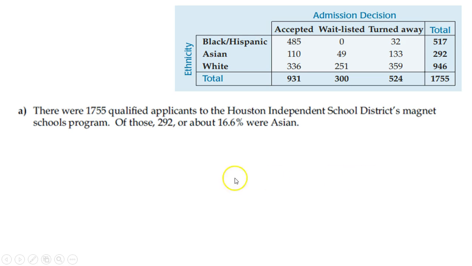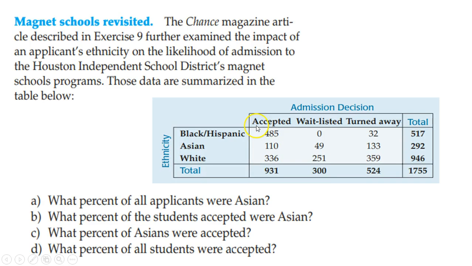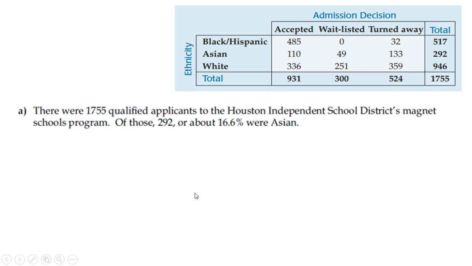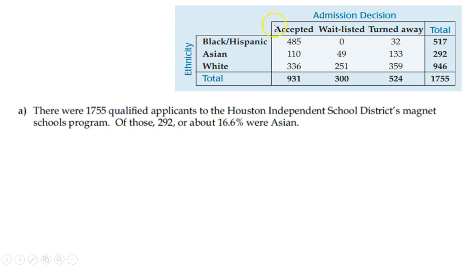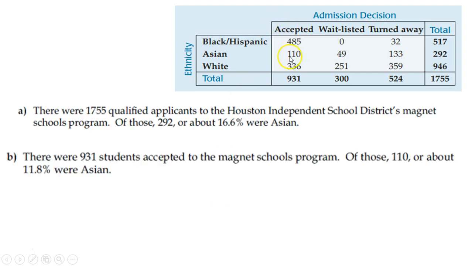So anyway, there are 1,755 qualified applicants to the Houston Independent School District. Of those, 292 were Asian, so that's why we divide them, because again, it wants to know what percent of all applicants were Asian. Then we want to know what percent of the students accepted were Asian. What percent of the students accepted were Asian?